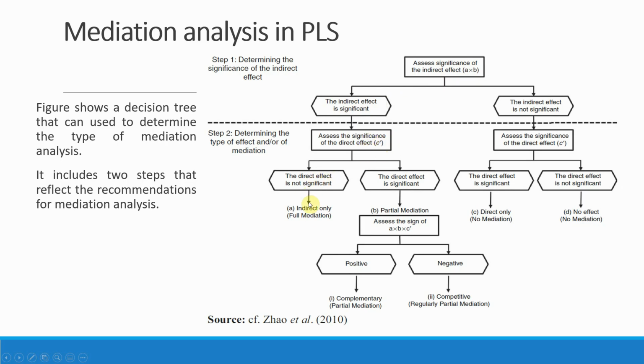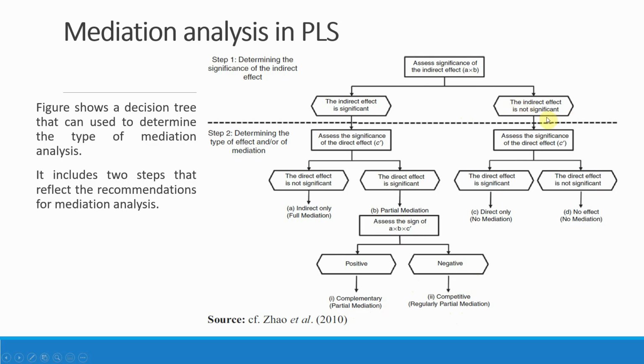Now if the direct effect is insignificant, that is, there is no impact of IV on DV in the presence of the mediator, this is full mediation. But what if the direct effect is significant? This is partial mediation, and now you need to assess the sign of A into B into C. If the sign is positive, you go for complementary mediation, and if the sign is negative, you go for competitive mediation.